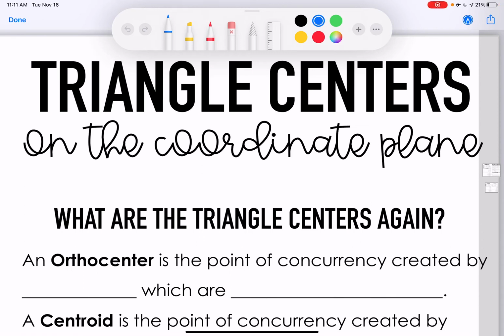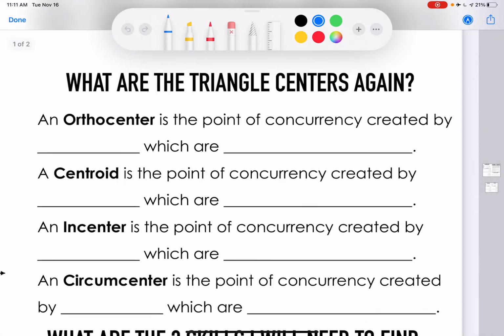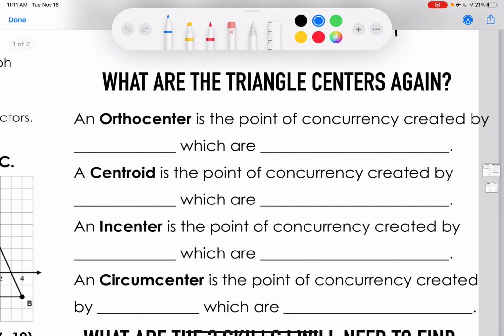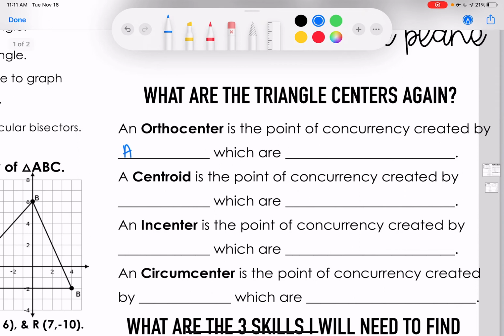Hey everybody, so we are going to be talking about triangle centers on the coordinate plane. So let's first discuss and remind ourselves what triangle centers are. So remember, an orthocenter is the point of concurrency created by altitudes.